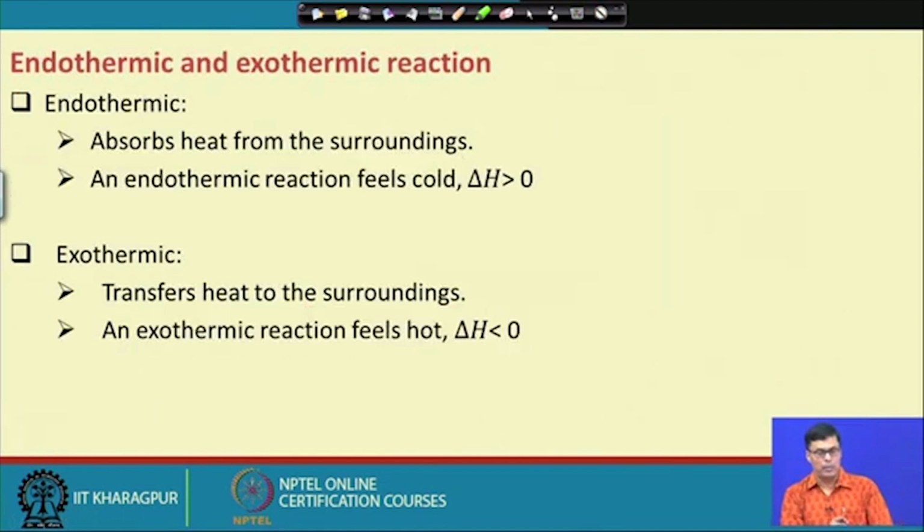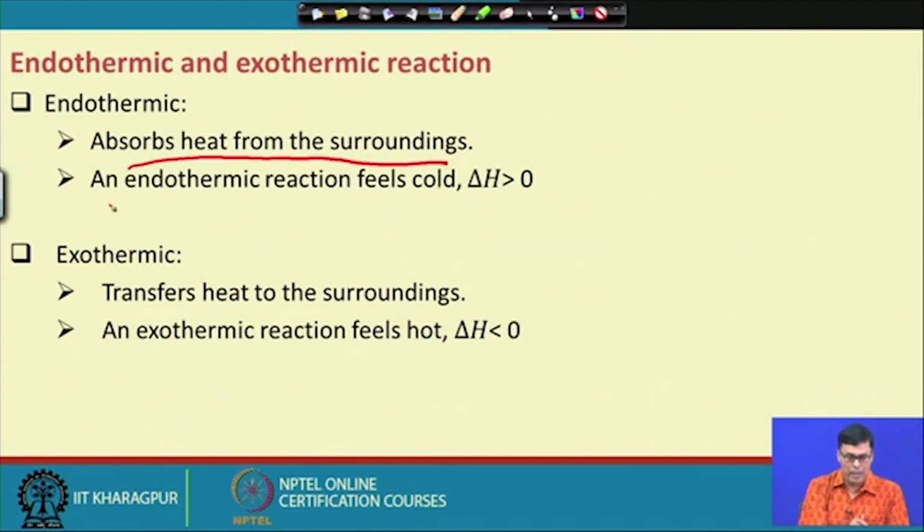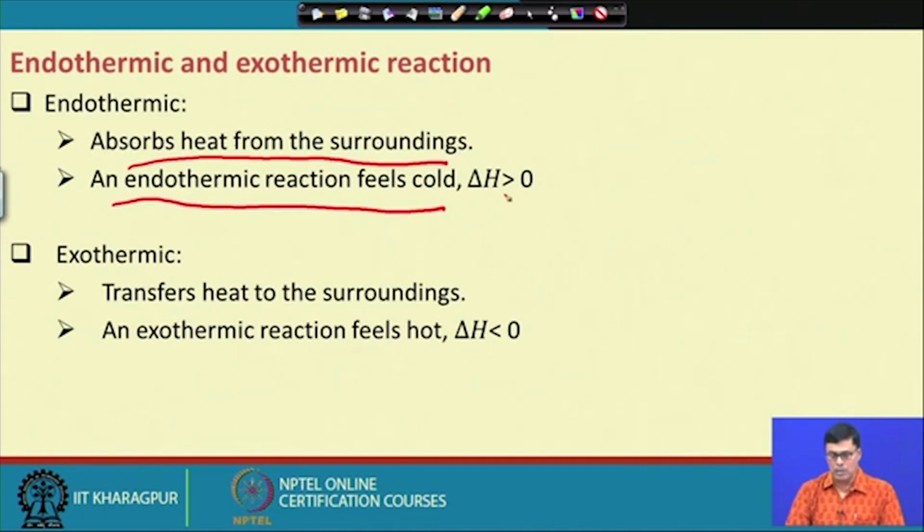Now, we have two types of reactions, as you know. One is called the endothermic reaction, another is the exothermic reaction. Endothermic reaction means we absorb heat from the surroundings, and in an endothermic reaction we feel cold, where del G is always greater than 0. I can give the example of glucose: when we make a solution in water, the temperature cools down. That is an example of an endothermic reaction.